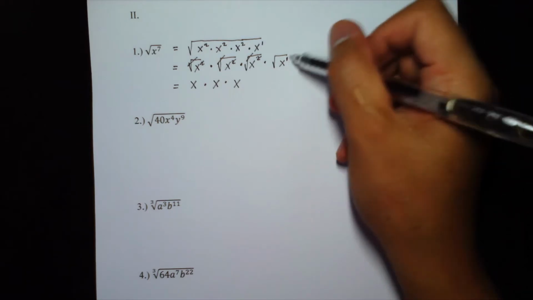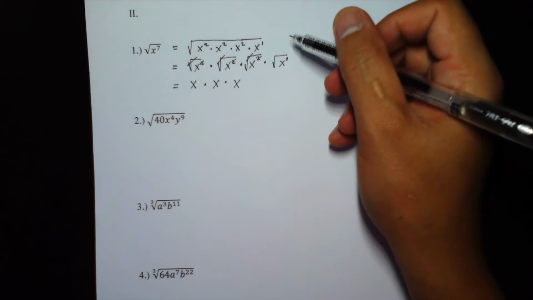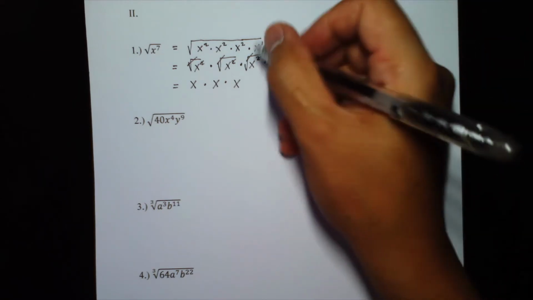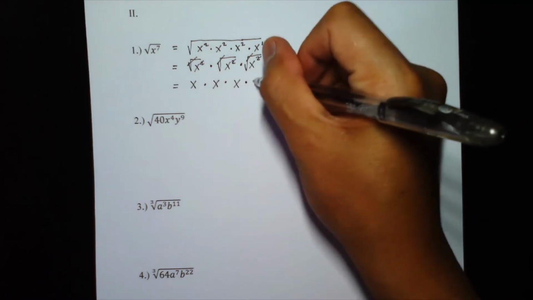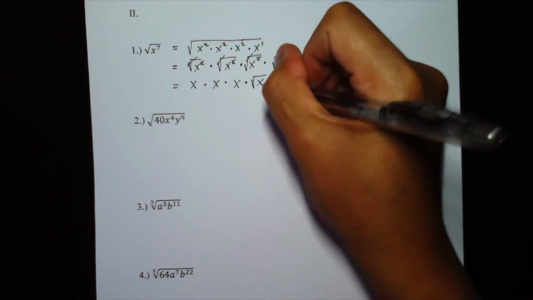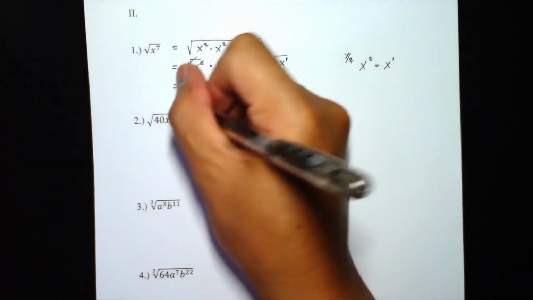Since x raised to 1, the x raised to 1 still remains on the radical. So this will be the radical sign, the square root of x raised to 1.